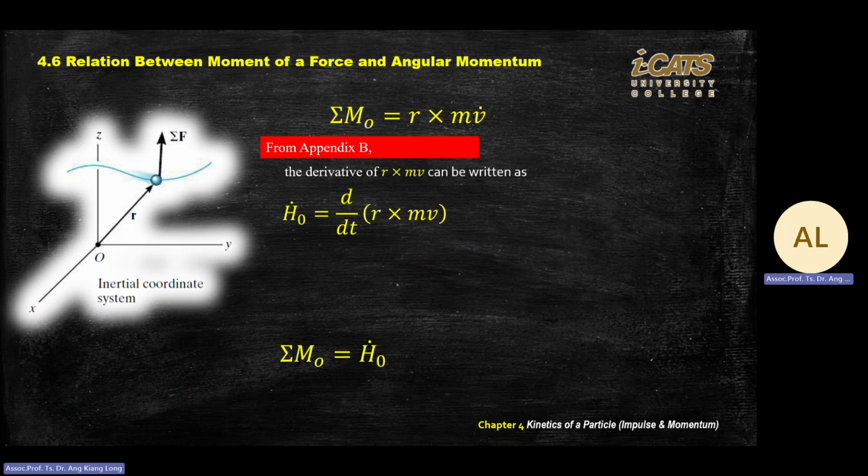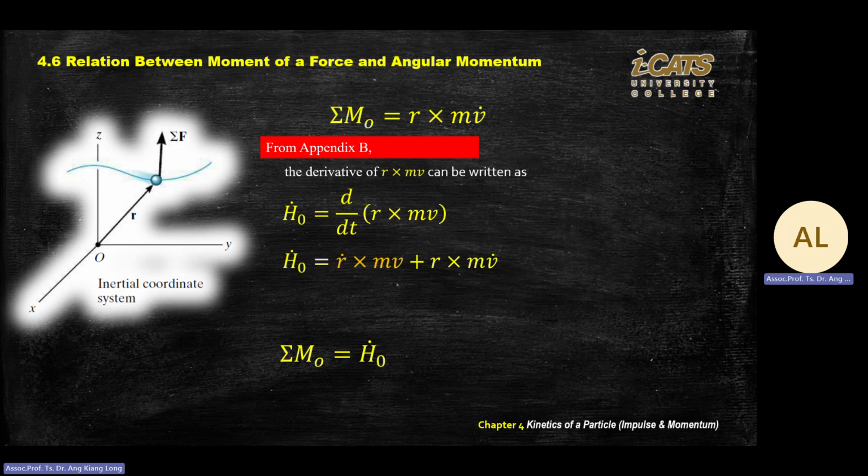Again, if you don't know or you forget how to do the cross product, refer to Appendix B in the textbook. So the derivative of R cross mv can be written as this, meaning the time differential of your angular momentum. Time differential means you take your angular momentum over dt, and the right hand side also over dt. So you move it like this.